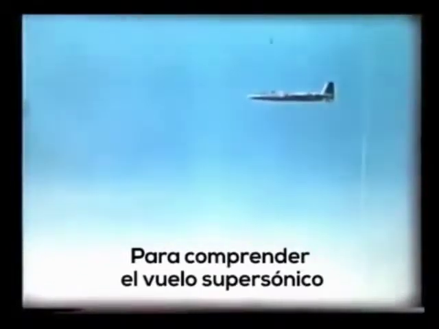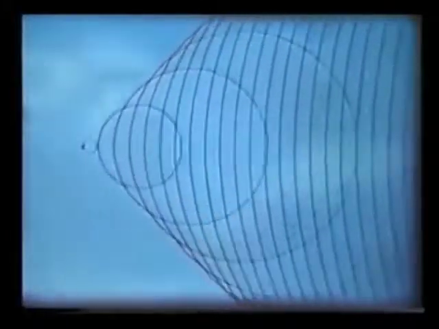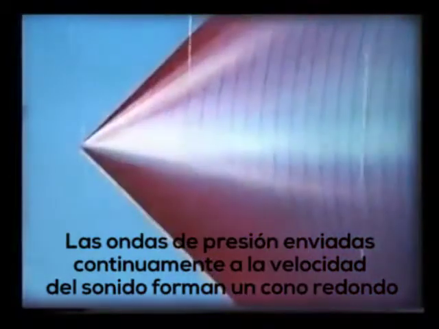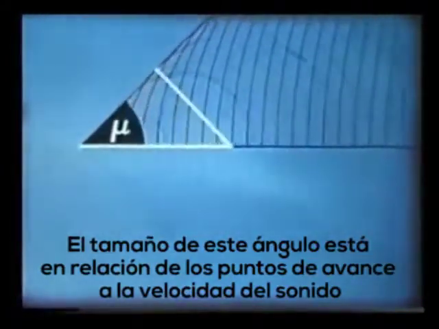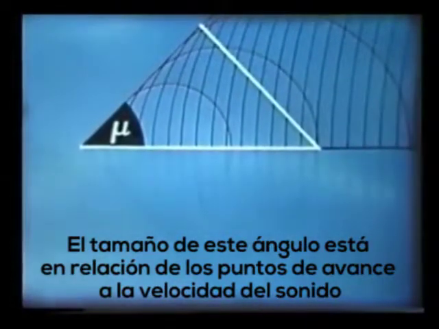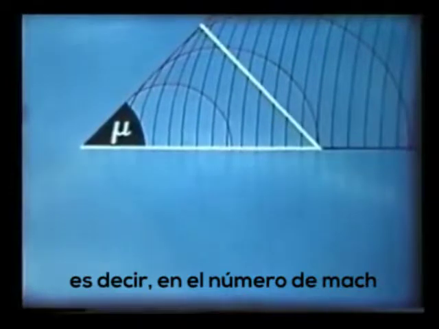To understand supersonic flight, it's necessary to examine the nature of supersonic airflow, which behaves more simply than subsonic. First, consider what happens when a single point is moving supersonically. Pressure waves sent out continuously at the speed of sound form a round cone, the Mach cone. The lines forming it are called Mach lines. The half angle of the cone is called the Mach angle, usually shown by the Greek letter mu. The size of this angle depends on the ratio of the point's forward speed to the speed of sound. That is, on the Mach number.